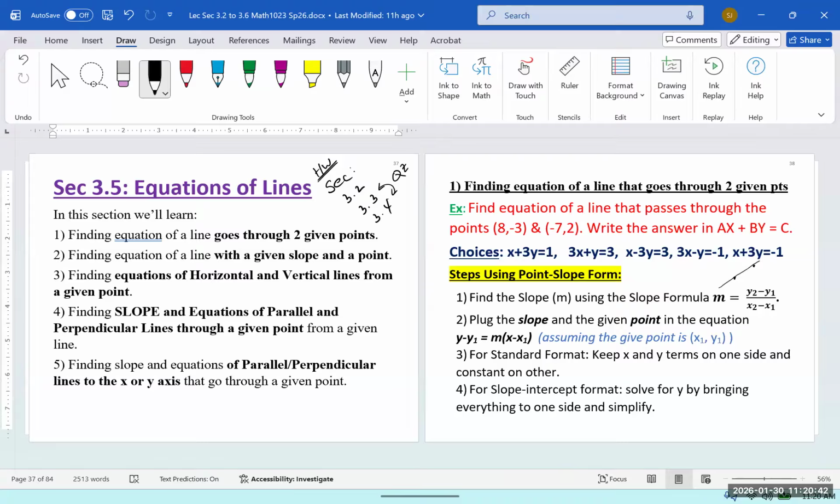Step 1 is find the slope using the slope formula, y2 minus y1 over x2 minus x1. Once you have your slope, then we are going to use the third format of the line, which is called point-slope format. We are going to use that because we know our slope, and we are given 2 points. So from the 2 points, we just pick 1 point, and replace x1 and y1 with that.